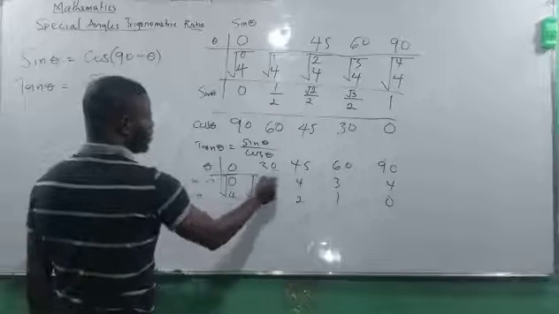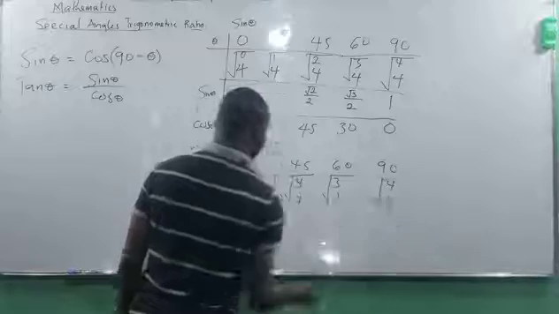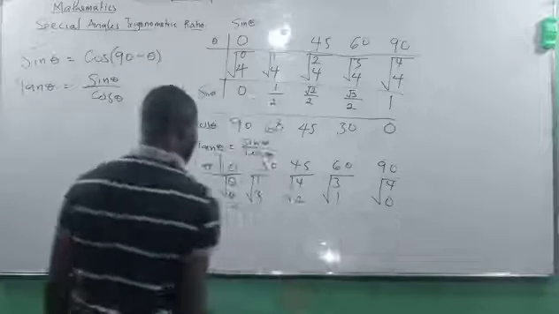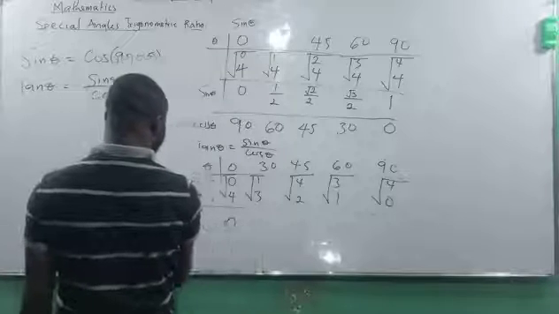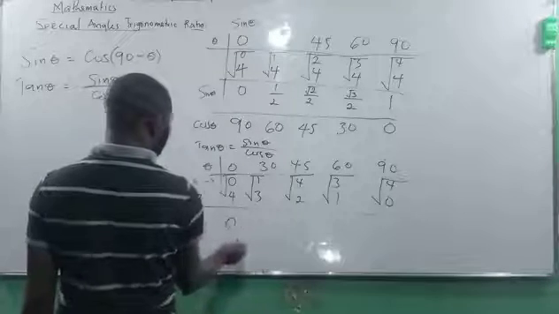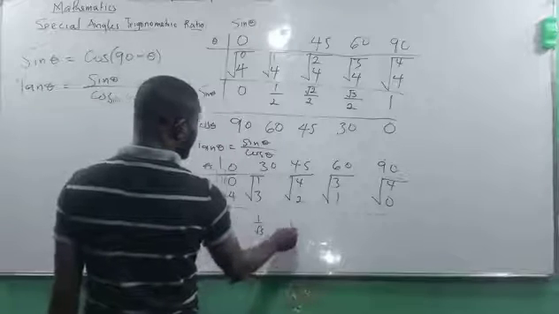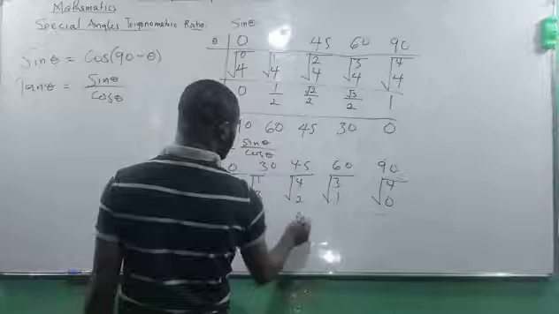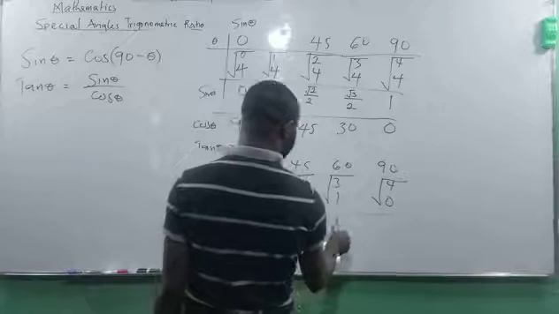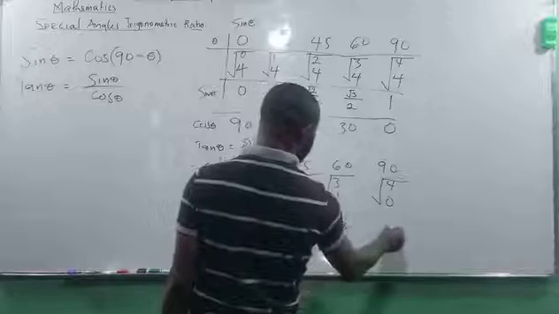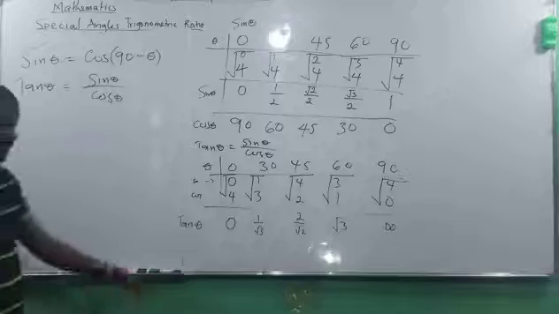Now, can I root the whole side? At this junction, we can now say that here will be 0. Here we are talking about tan theta. It will be 0. Here will be 1 all over root 3. Here will be root 2 all over root 2. Here will be root 3. And here will be what? Undefined. Now, that is for tan.